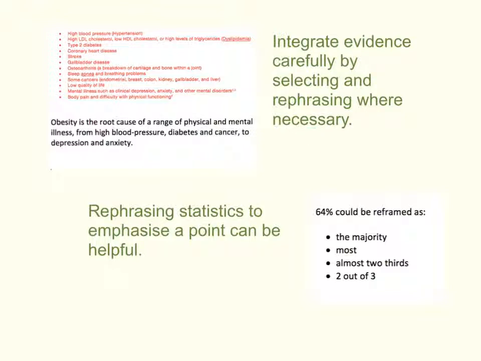Do this where necessary. In some instances, you will need to use specific facts and figures. Sometimes rephrasing statistics can be helpful. For example, 64% could be reframed as the majority, or most, or almost 2/3, or 2 out of 3, whichever you feel best supports your argument. You may wish to acknowledge your sources within your essay in order to add more credibility to your argument. So, for example, you might refer to a recent government survey or according to NHS data. You don't necessarily need to go into much more detail than that.